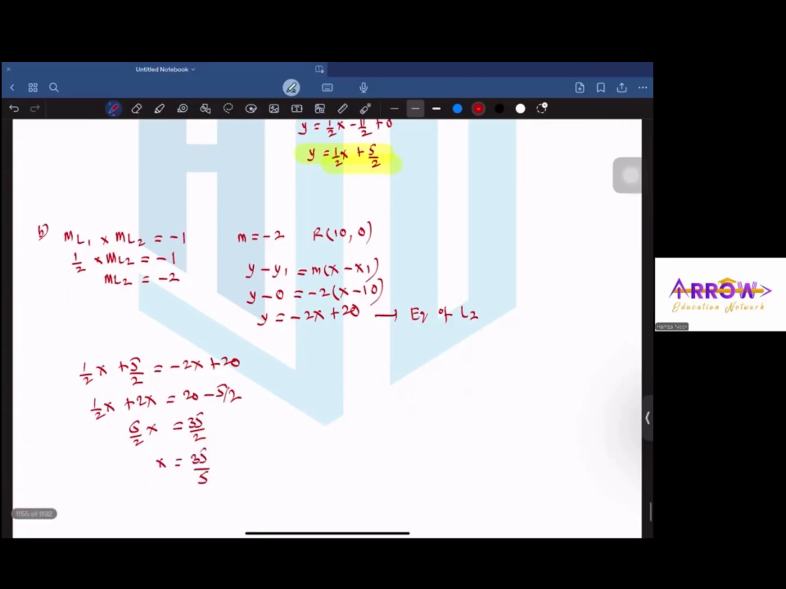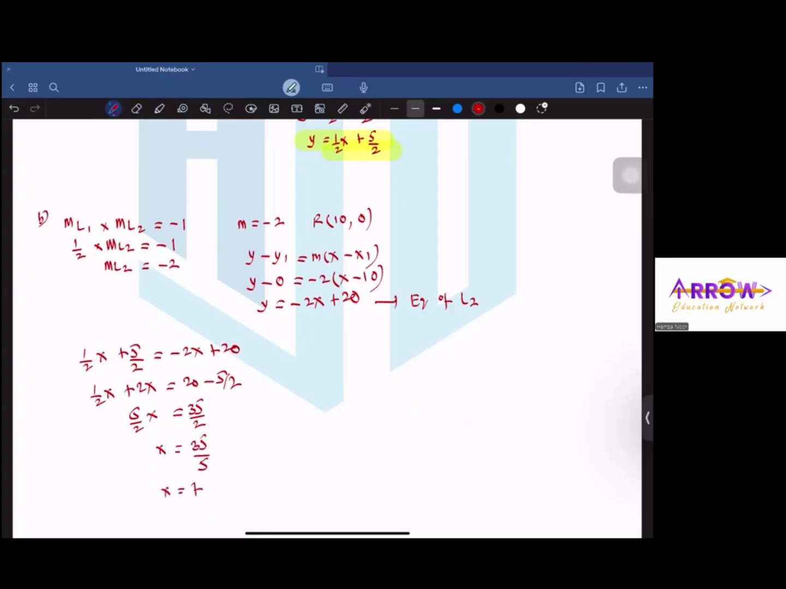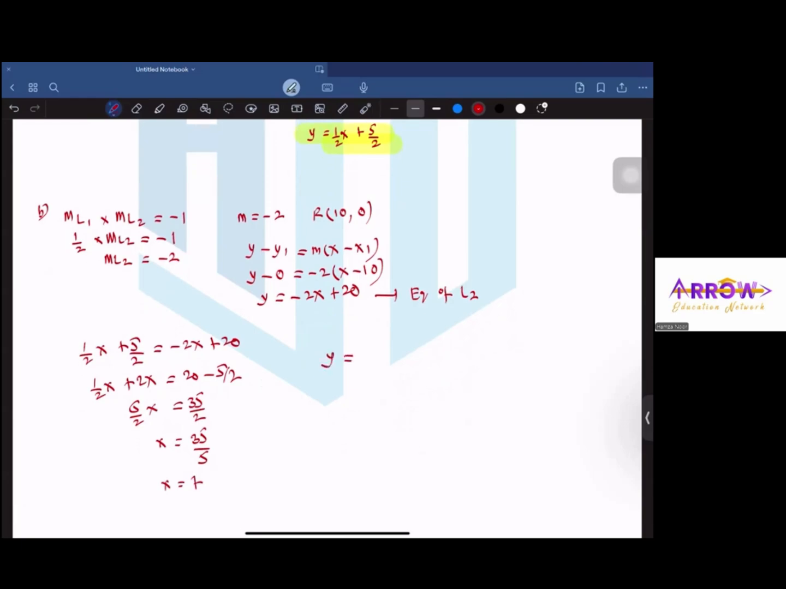And then I'm going to find the corresponding value of y by substituting in any of these two equations. So I'm substituting this into the equation of line L2. So y is equal to minus 2 times 7 plus 20, meaning y is equal to minus 14 plus 20, which is 6. So therefore the coordinates of S are 7, 6. This is your answer to part B.